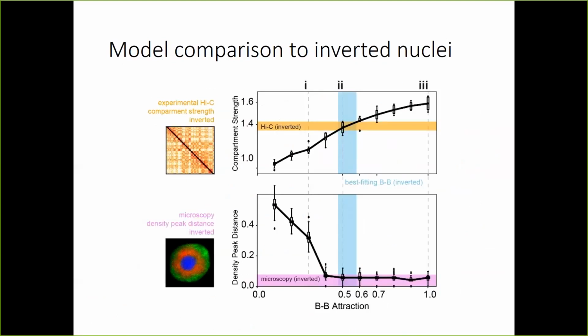So this is just that comparison. What you see here along the x-axis is we're increasing the BB attraction from 0 to 1 kT. And as we do that, we find that we pass through a particular regime in BB space where our model can, in fact, reproduce the same compartment strength that's observed in Hi-C. And at the same time, the agreement with microscopy is good.